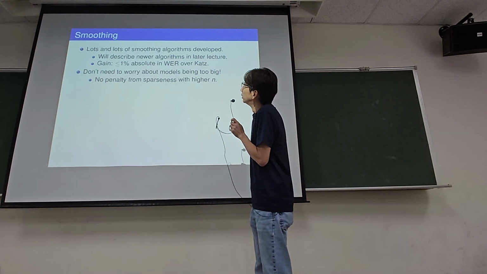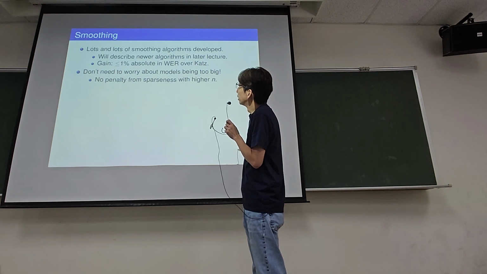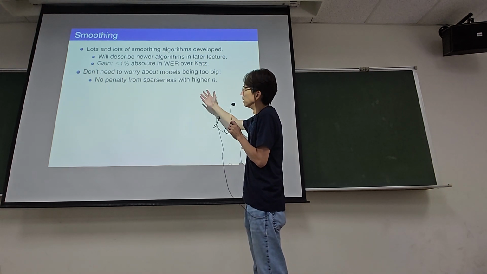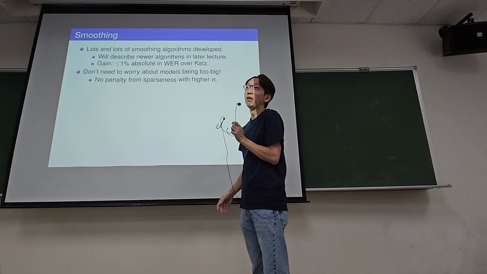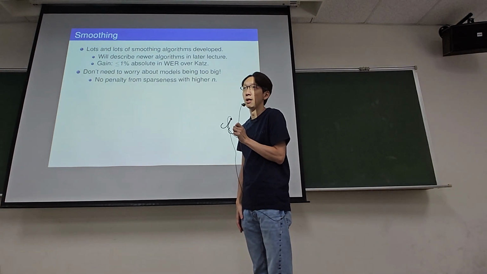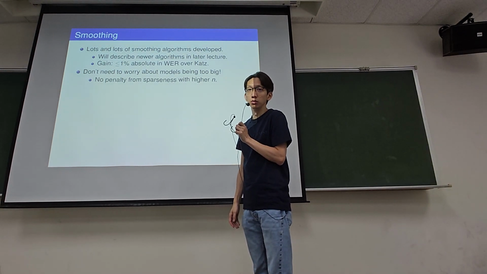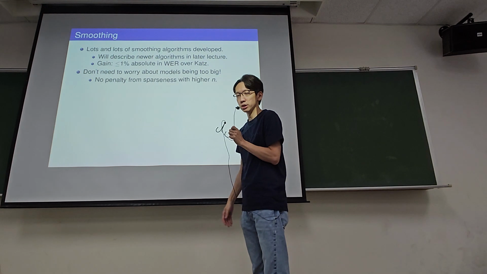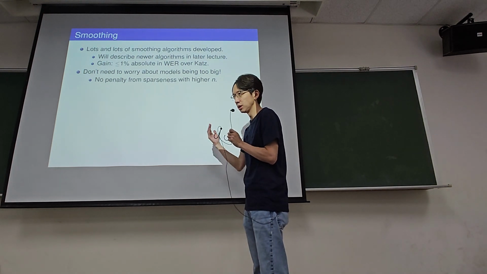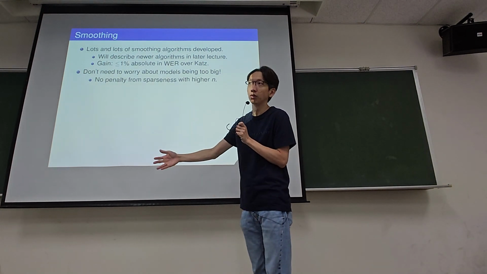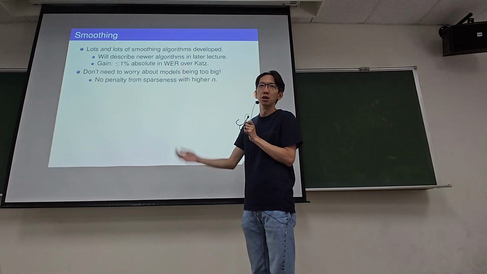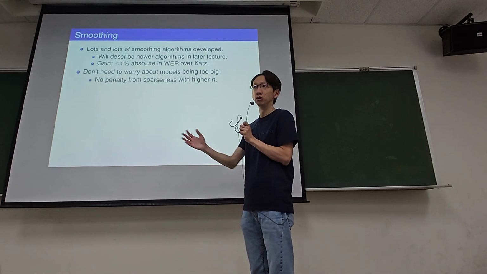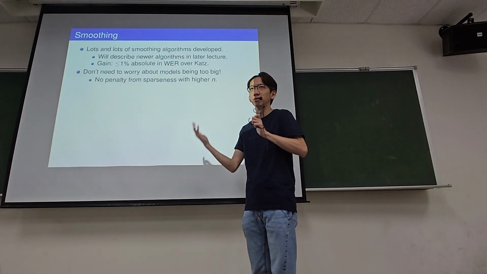So you don't need to worry about the model being too big. Usually with smoothing you can go with a very high order of n. Google, back in the days prior to these large language models, would release 5-gram, 6-gram, and 7-gram language models just for the automatic speech recognition community to use, because they have Google, right?